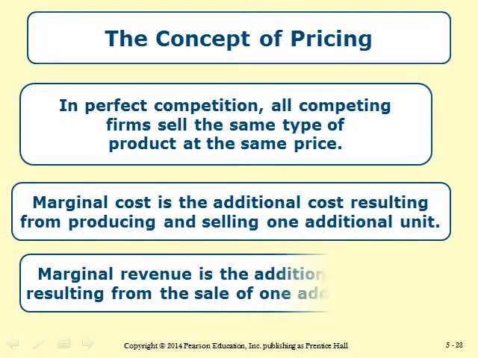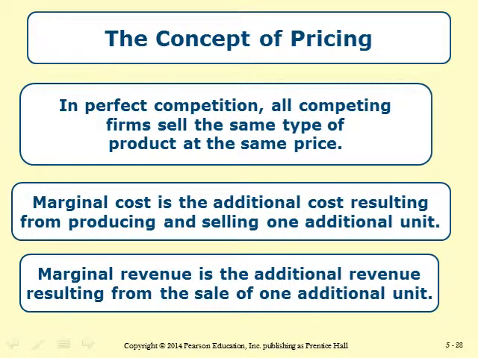Pricing decisions depend on the market characteristics in which a firm operates. In perfect competition, all competing firms sell the same type of product at the same price. Thus, a firm can sell as much of the product as it can produce at a single market price. If it charges more, no customer will buy. If it charges less, it sacrifices profits. Therefore, every firm in a market will charge the market price, and the only decision for managers is how much to produce.